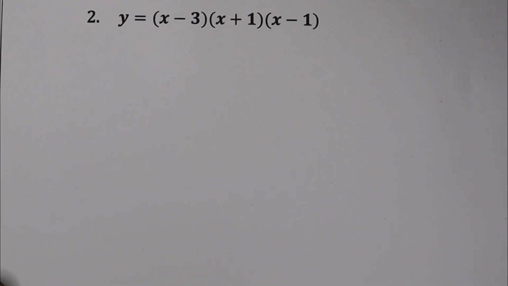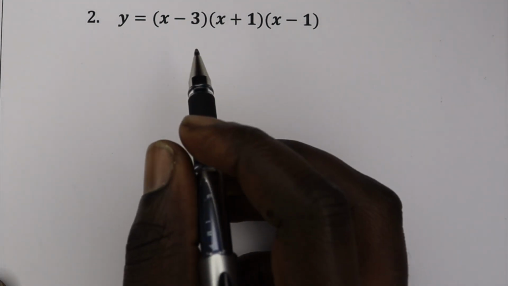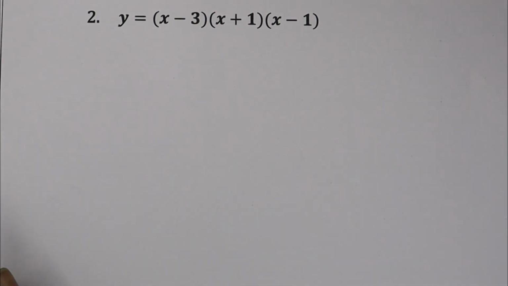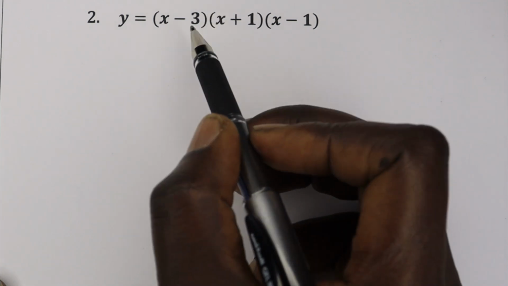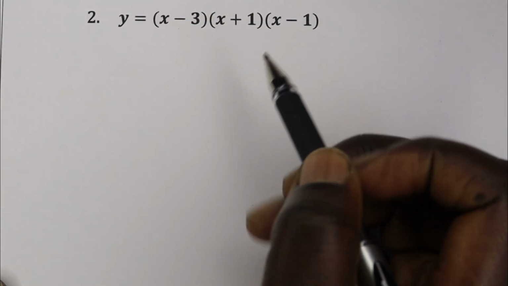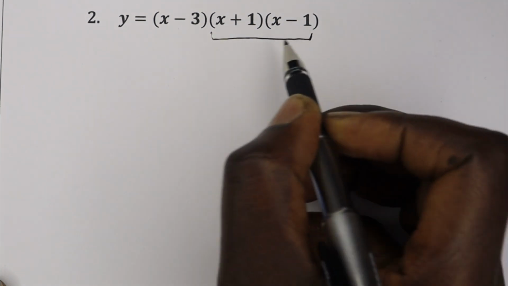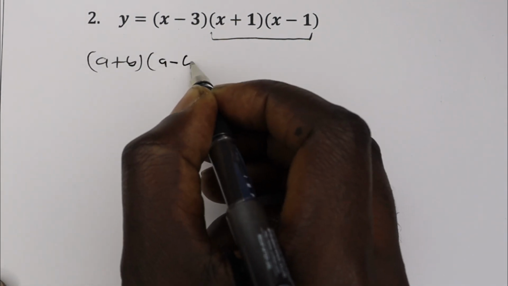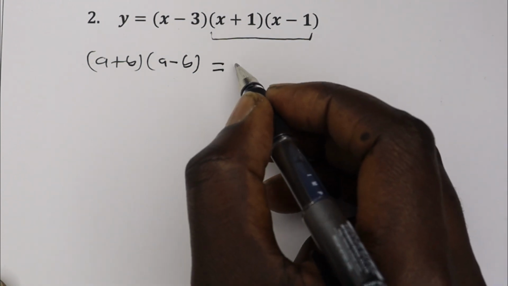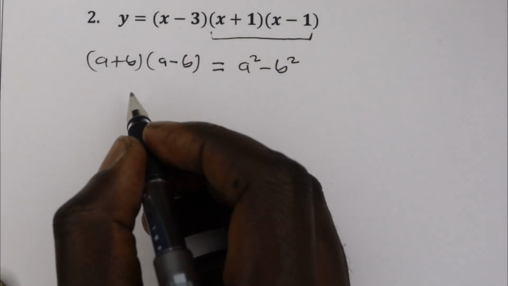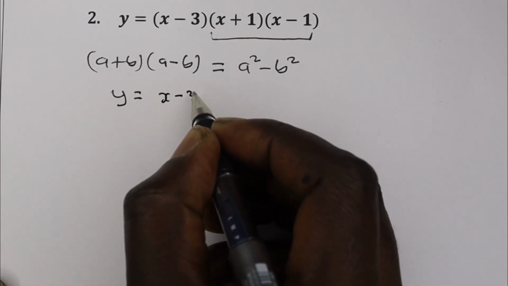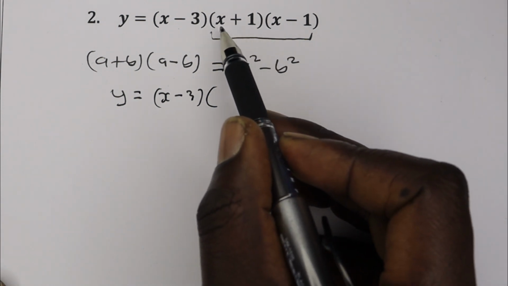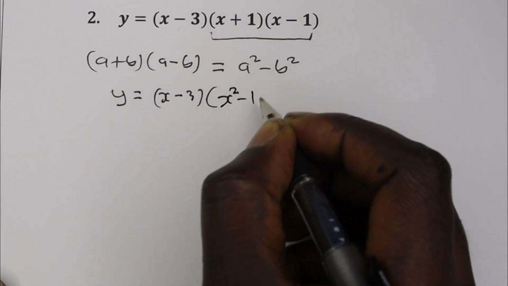Example 2, you are required to differentiate y is equal to x minus 3 times x plus 1 times x minus 1. So this is also reducible. It means you can expand this before you differentiate. So we could multiply manually, where we take this times this, then whatever we get times the other one. But we can use what we call the quadratic identities. Look at that last term there. It appears as a plus b times a minus b. And according to the quadratic identities, this is always a difference of squares. So it means, therefore, that y is equal to x minus 3 times x squared minus 1 squared, that is x squared minus 1.